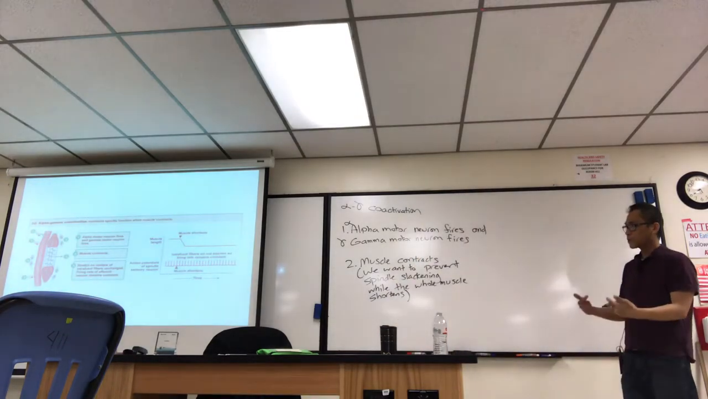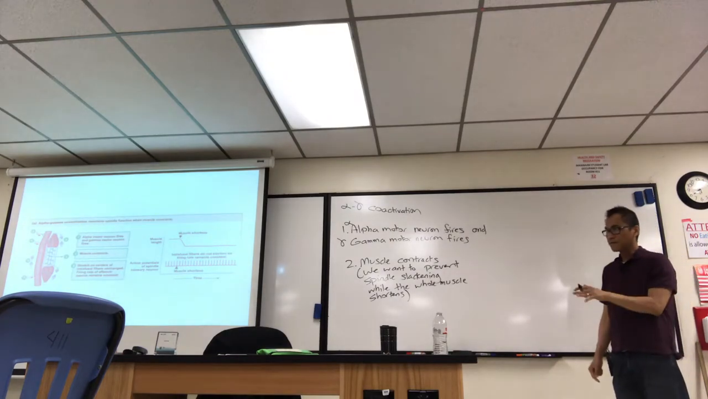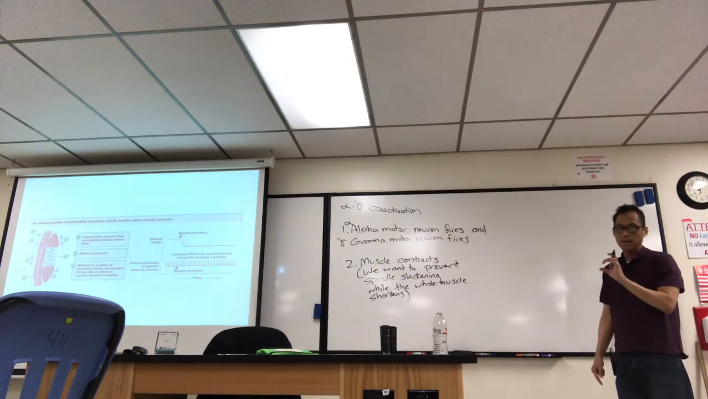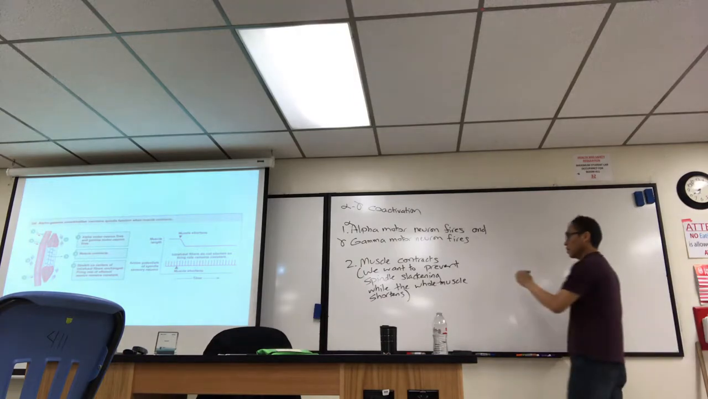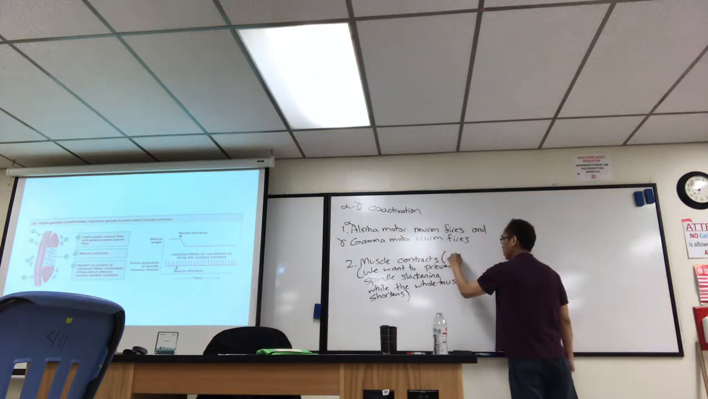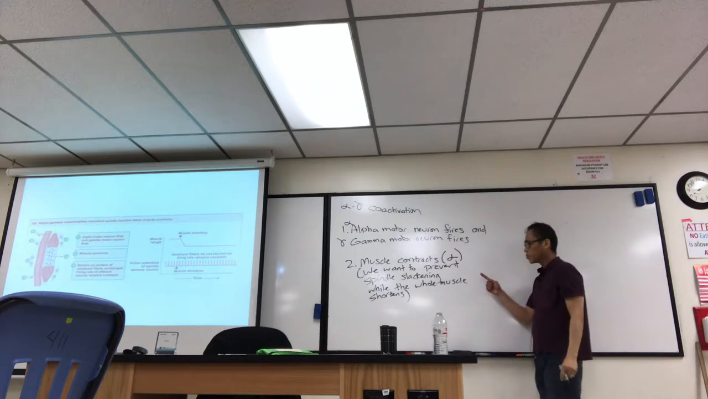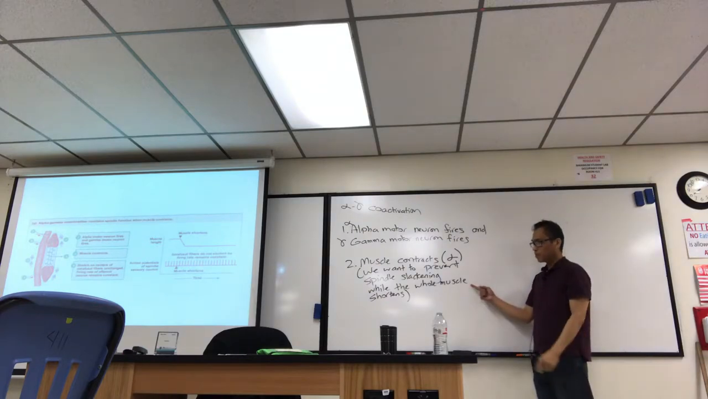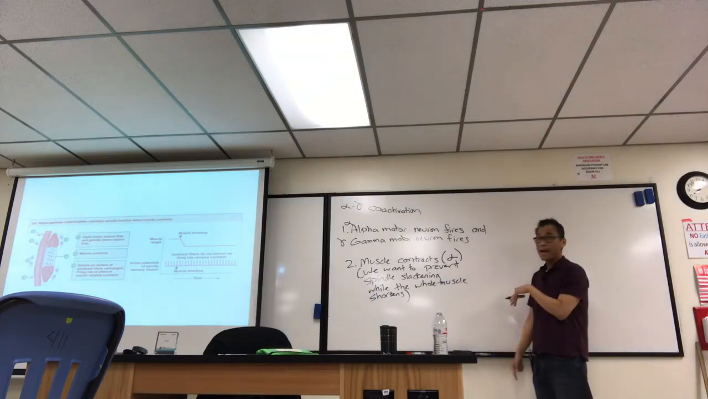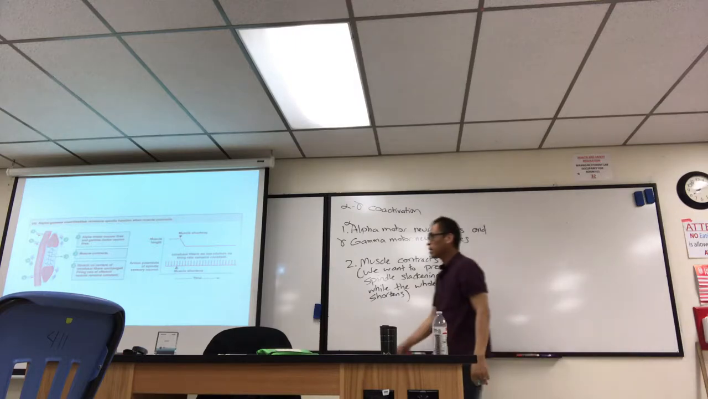Now the whole muscle is contracting. That's the effectiveness of the alpha motor neurons. To accomplish what I just wrote, we want the spindle to keep from slackening. That's gamma. So I'm going to read step three.